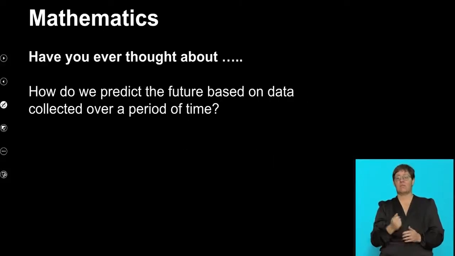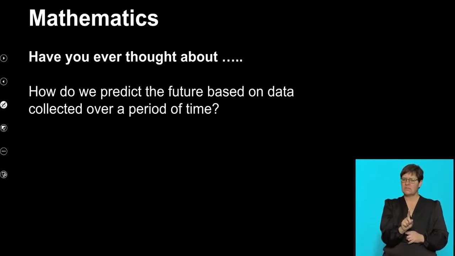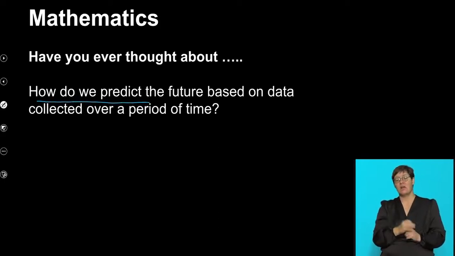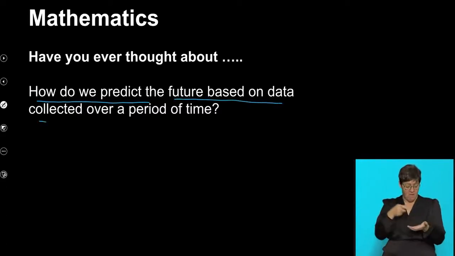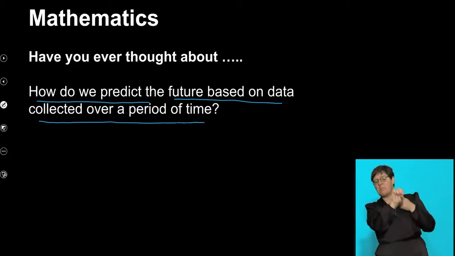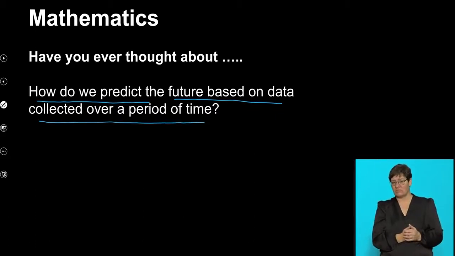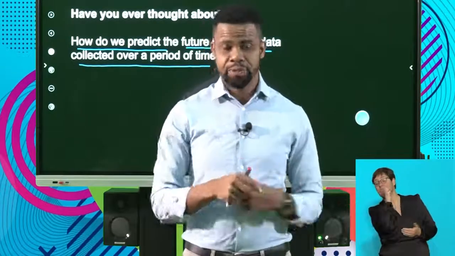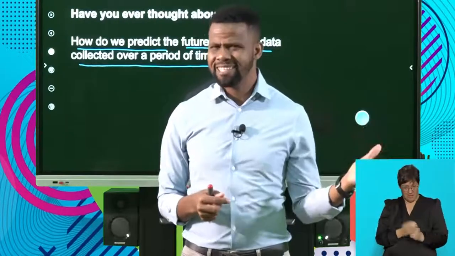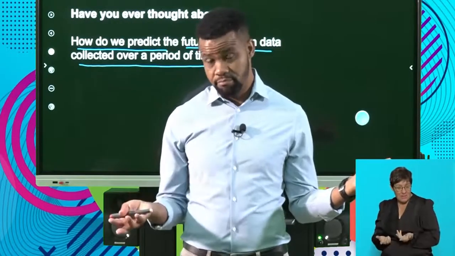And I'd like you to think about this while you're at home there. Let's see what we have. So my question is, have you ever thought about this? How do we predict the future based on data collected over a period of time? How do we really predict the future based on the data collected over time? Can we really predict? How much data do we need to predict? Can I have 5 data sets and predict what will happen?